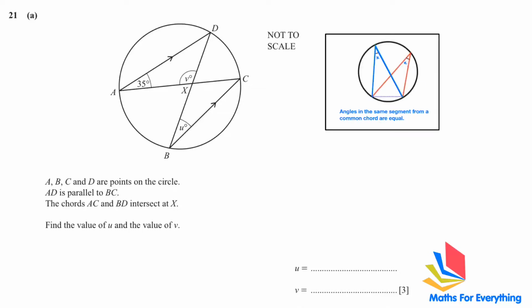The first one, angles in the same segment from a common chord are equal. So if they are from the same chord, two angles coming out, the angles are going to be equal. So in this case, U is equal to 35 as they both originate from the same chord DC.